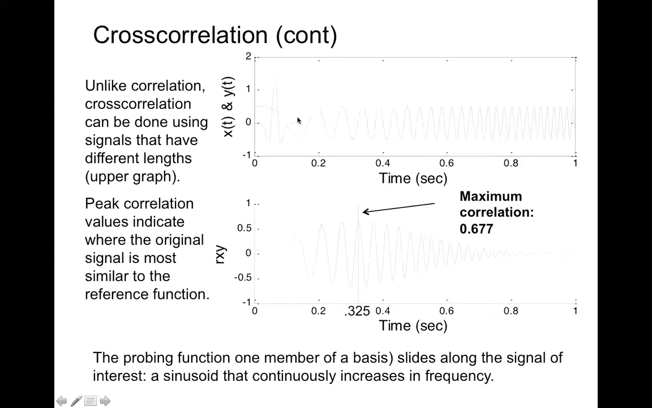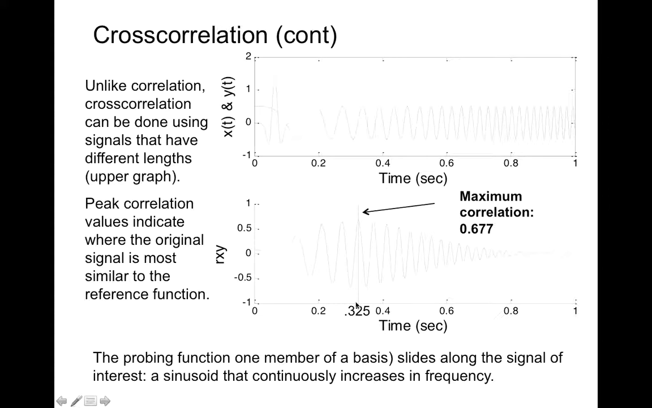So here's an example, this figure here, where we have a probing function and a signal. Basically this probing function is at position 0. Then we're going to move it and do a correlation, and move it and do another correlation, and move it and do another correlation, and so forth. And then what's plotted on this lower graph here is the correlation between the probing function and our signal function as a function of where the probing function is located.